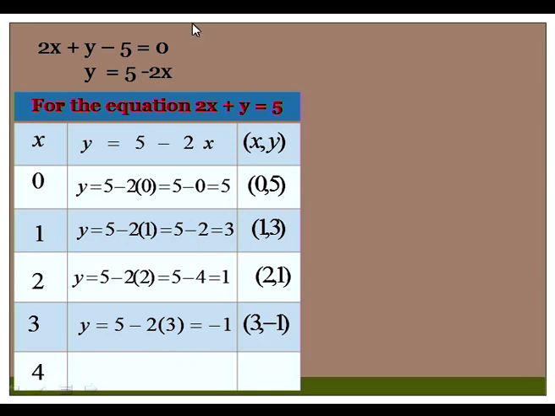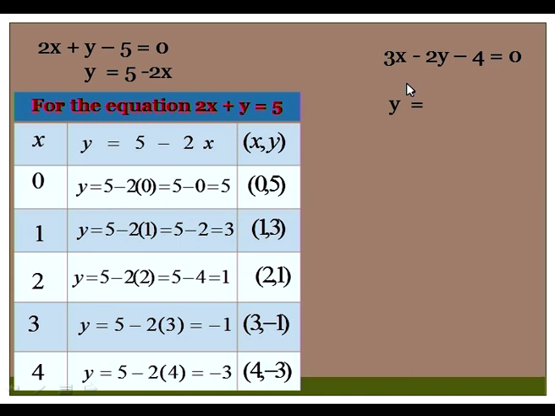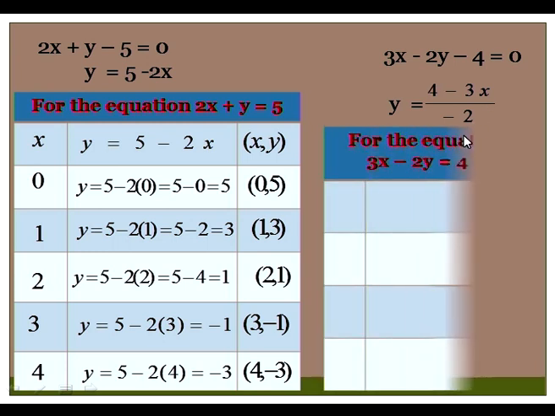And if I take my x value as 4, my y would be 5 minus 2 times 4, which is minus 3. So, my ordered pair is 4 and minus 3. Now, let us find the values for the second equation, which is 3x minus 2y minus 4 is equal to 0. So, we are transposing the terms to the other side to find the value of y, and we get y as 4 minus 3x by minus 2.